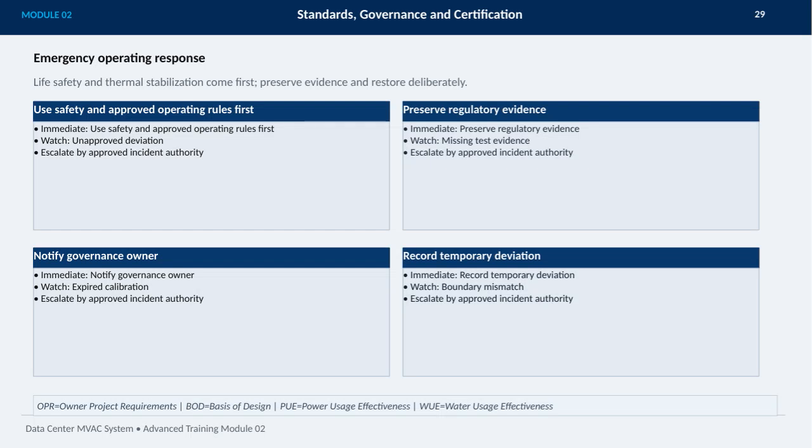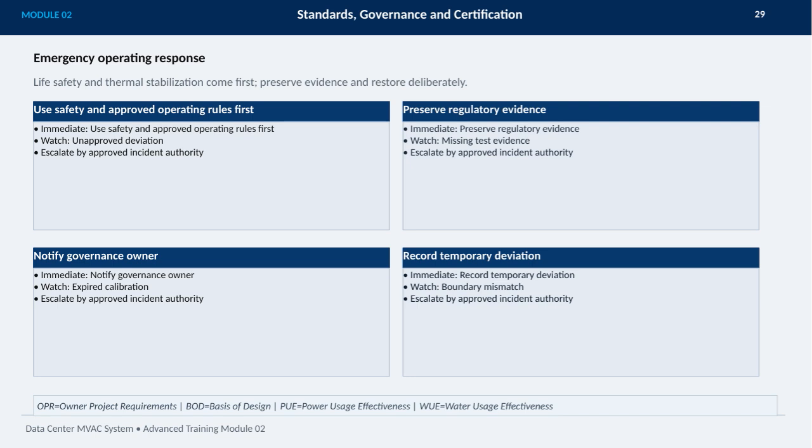In an emergency operating response, the highest priority is always life safety and thermal stabilization. It's crucial to preserve evidence and restore systems deliberately, not hastily. Always start with safety and approved operating rules. This is your foundation. If you notice any unapproved deviations, you must watch closely and escalate the issue through the proper incident authority without delay.